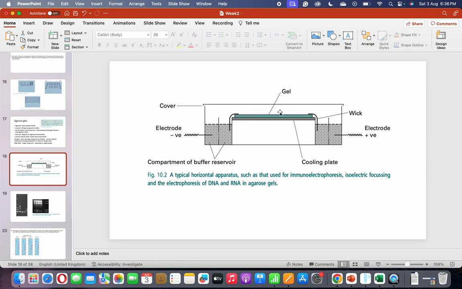So this is an example. Here we have this horizontal gel electrophoresis. We have an agarose gel, and here we have a positive electrode and a negative electrode. Say we load a sample here, it can migrate towards the other electrode. And you can see that the buffer system is continuous. That means both these electrodes will be dipped in the same buffer.